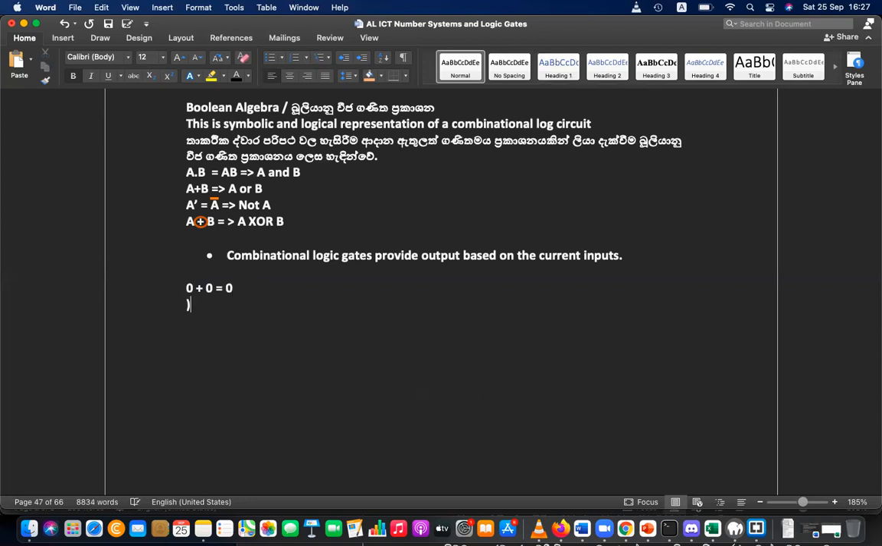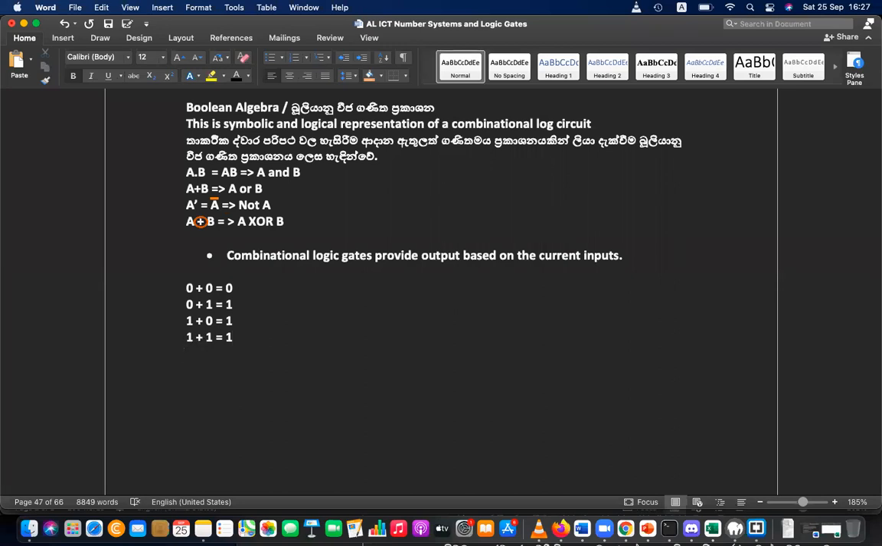If it is 0 OR 1, then 1. If it is 1 OR 0, then also 1. And if it is 1 OR 1, then it is 1. 1 OR 1 is not 2, right? This is because this is logic, this is not maths. When adding binaries, 1 plus 1 is 2. But this is logic gates. 1 OR 1 is 1.